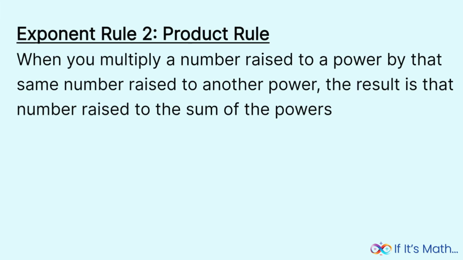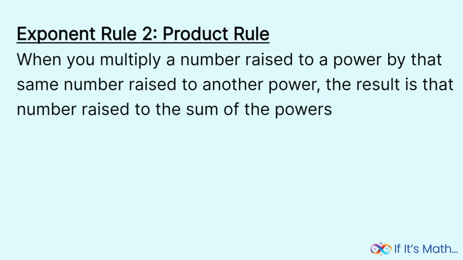Okay, so rule number 2 is the product rule. What we're concerned about here is what happens if we're multiplying two numbers together with different exponents. So you've got the same base, but different exponents. What this rule tells us is that when you multiply a number raised to a power by the same number, that's a critical part, by the same number raised to another power, you put the number raised to the sum of the powers. So you have the same base, and then you add up the powers.